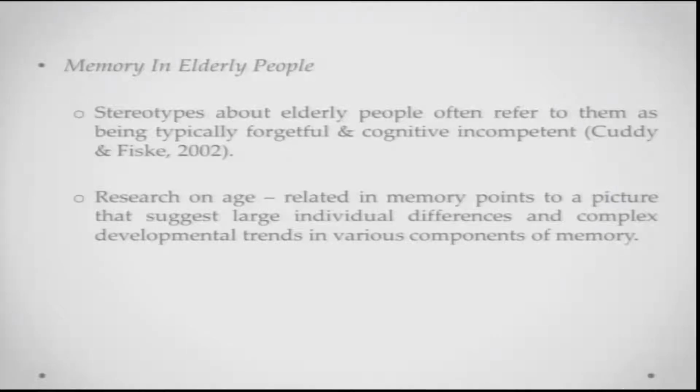Stereotypes about elderly people often refer to them as being typically forgetful and also cognitively incompetent at times. Research on age-related changes in memory points to a picture that suggests larger individual differences and complex developmental trends in various components of memory. So, the picture is not really clear. You cannot really definitively say that there is a significant decline in elderly people's memory, unless they are suffering from a disease like Alzheimer's or dementia.